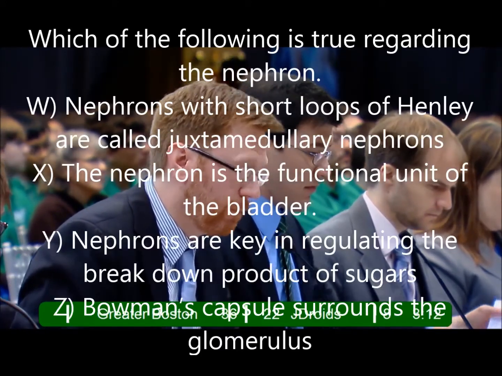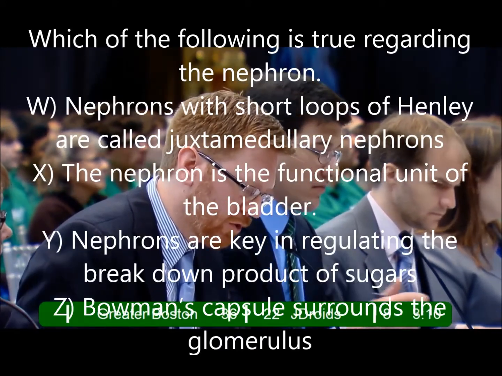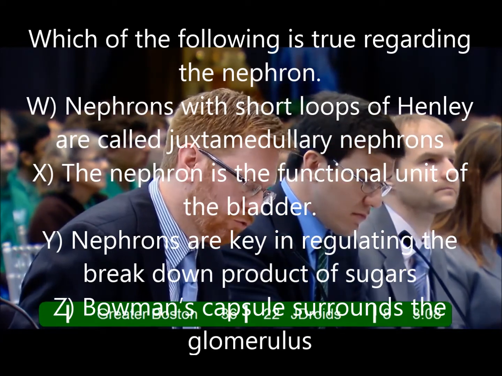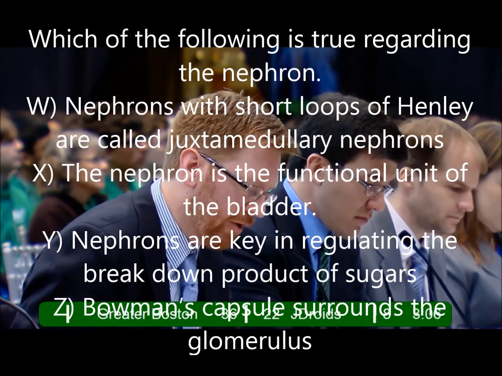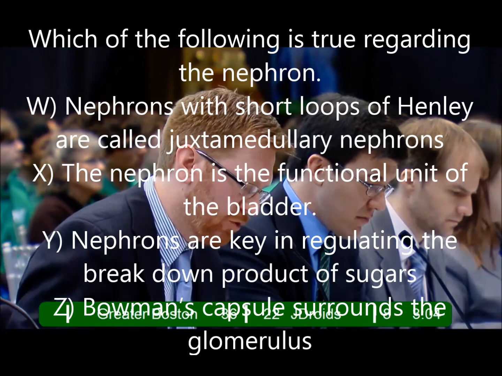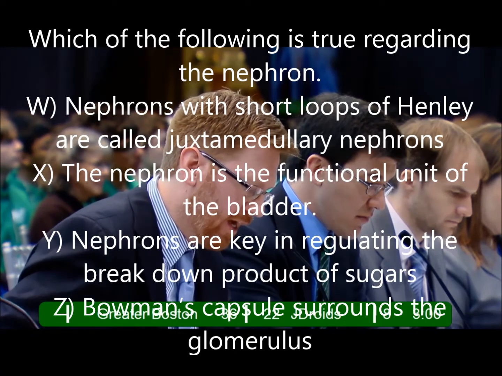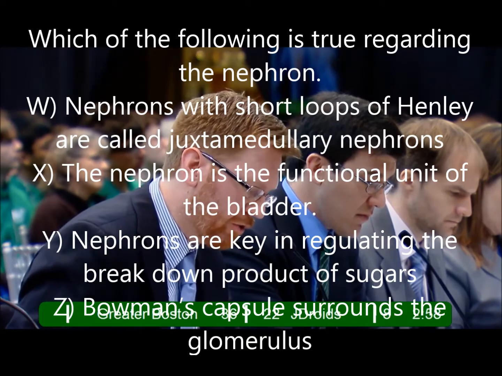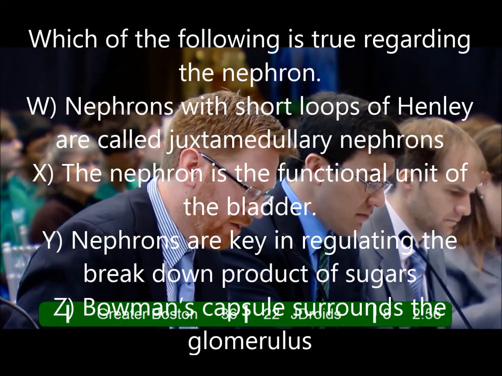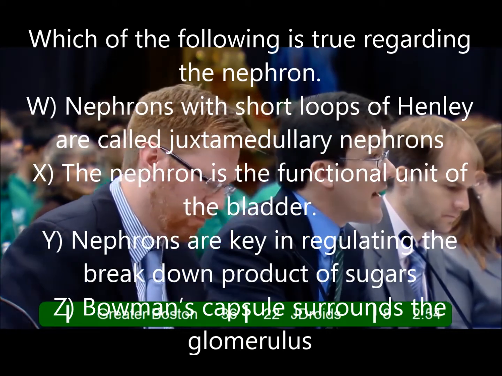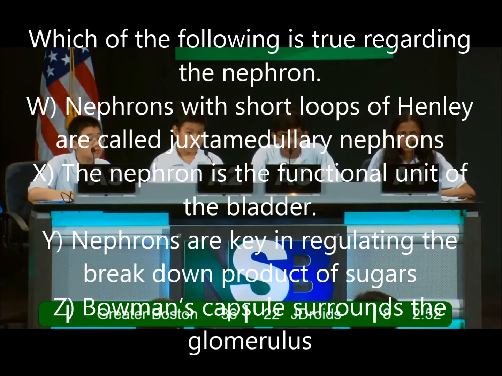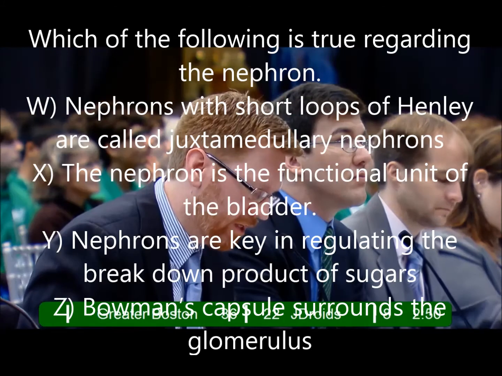Toss-up 9 for both teams, life science, multiple choice. Which of the following is true regarding the nephron? W, nephrons with short loops of Henle are called juxtamedullary nephrons. X, the nephron is the functional unit of the bladder. Y, nephrons are interrupt. A captain. X. That's incorrect. That's 4 points to Team B, and I'll reread.